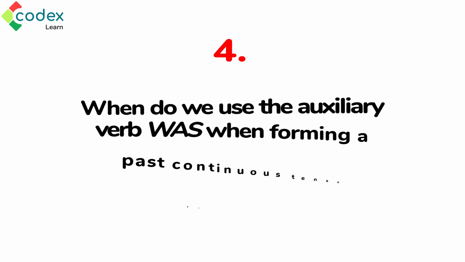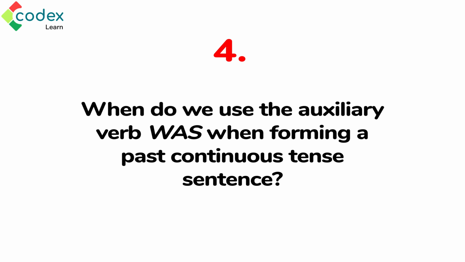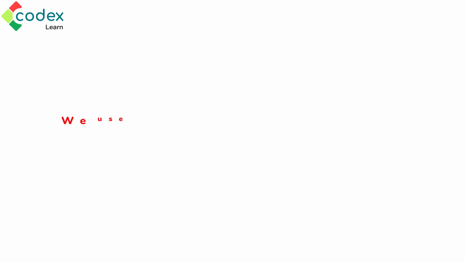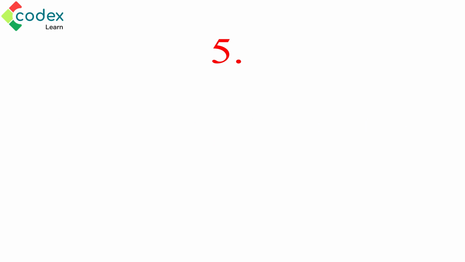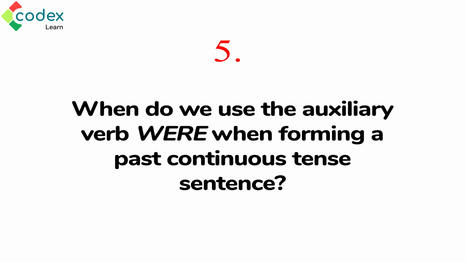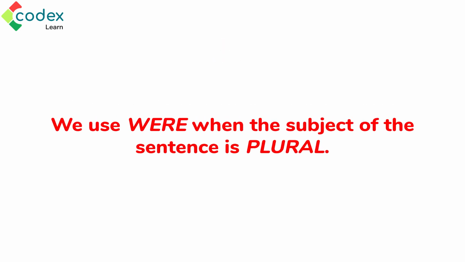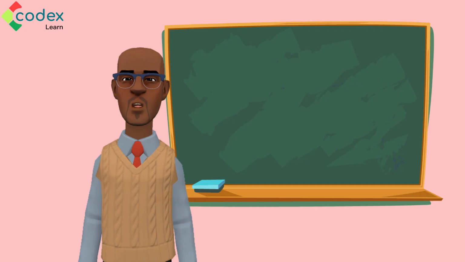Question 4. When do we use the auxiliary verb was when forming a past continuous tense sentence? That's good. We use was when the subject of the sentence is singular. Question 5. When do we use the auxiliary verb were when forming a past continuous tense sentence? We use were when the subject of the sentence is plural.